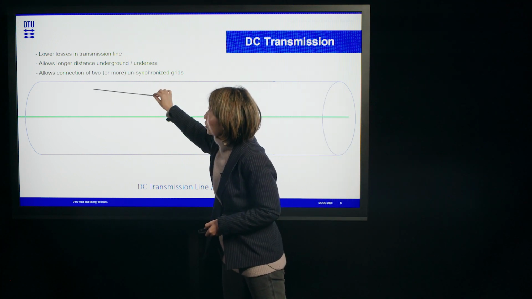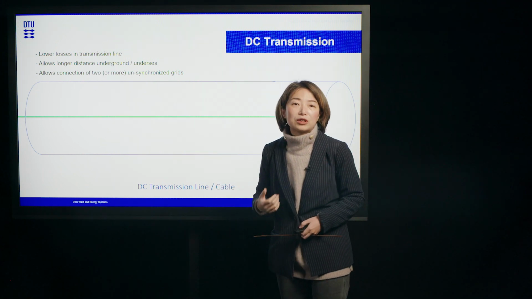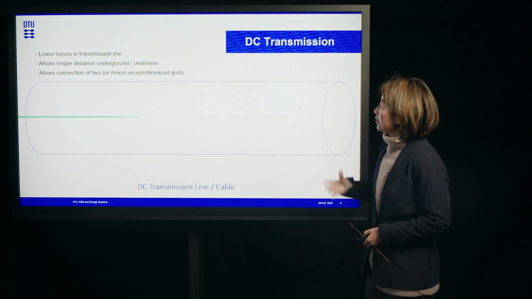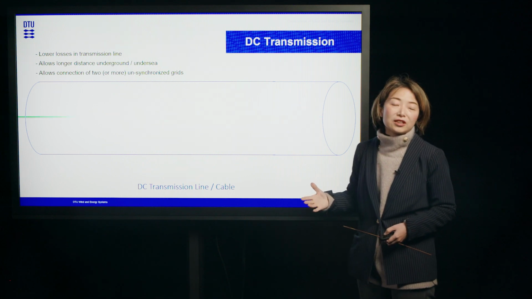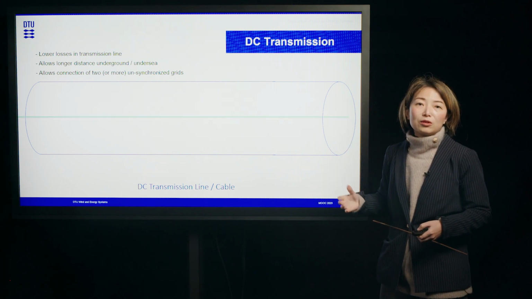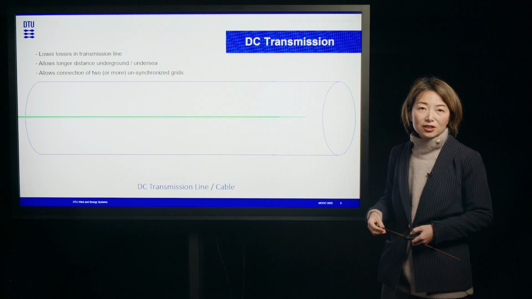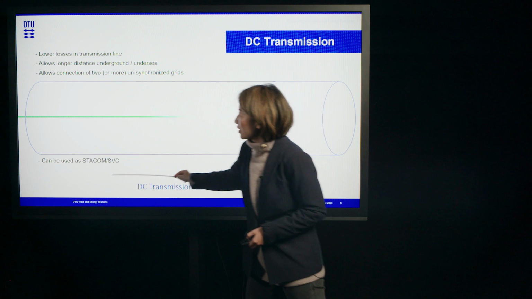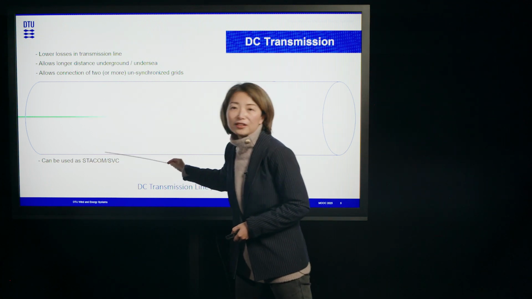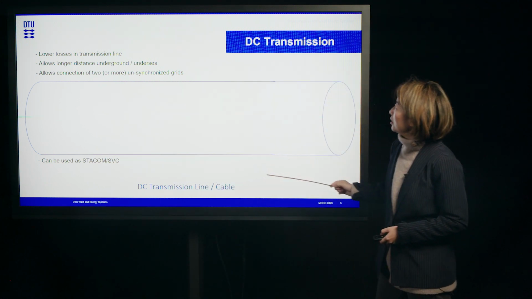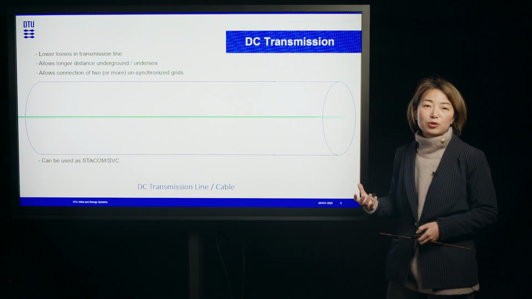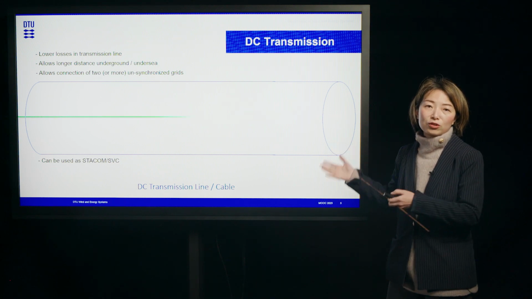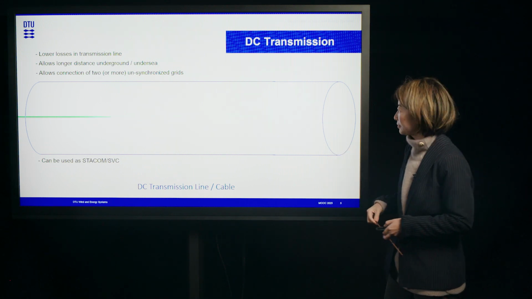It also allows the connection of two or even more unsynchronized grids. This is very useful when you have to connect two countries, one running at 50 hertz and the second one at 60 hertz. It can also be used as a STATCOM and AC voltage control solution, because an HVDC solution can provide reactive power to either the sending end or the receiving end of the network.